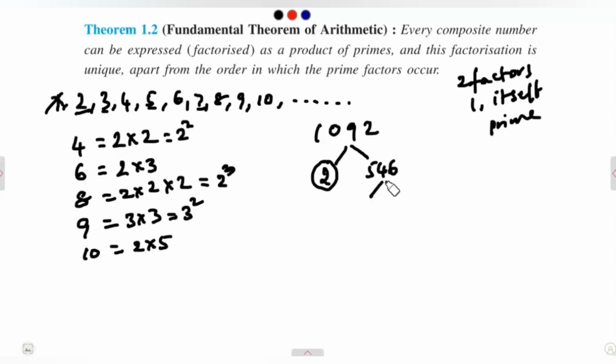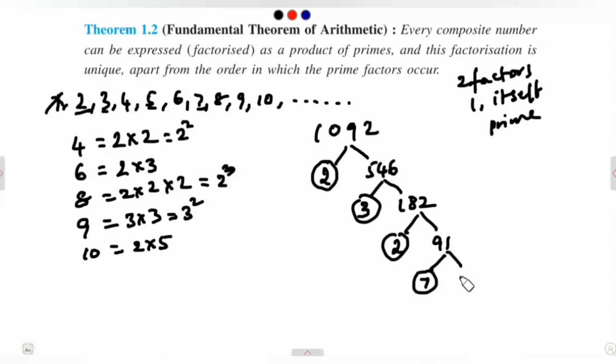Now let us divide 546. 546 can be written as 3 times 182. 3 is a prime number, that's why I circled it. Divide 182 again by 2: 2 times 91 is 182. Similarly, 91 can be divided still. Don't write 9 nines, because 9 is not a prime number. We always use prime numbers while doing the factorization. So 91 is 7 times 13. 13 is also a prime number, so we can stop, as we have got all prime numbers.